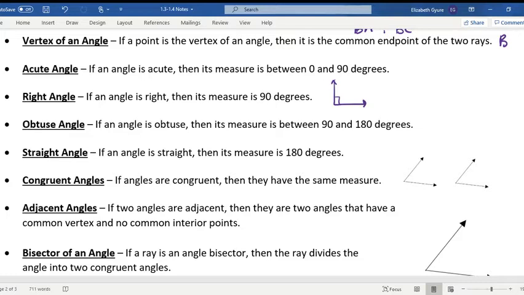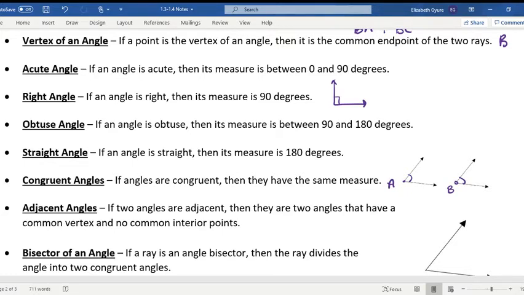Congruent angles. If two angles are congruent, then they have the same measure. So we have these two angles here. Let's call these angles A and B. We'll name those by their vertex. One thing you might see in a picture, if two angles are congruent, is they'll put a little arc in the angle. So one little arc in each signifies they're congruent. Two little matching arcs would signify they're congruent, and so on.